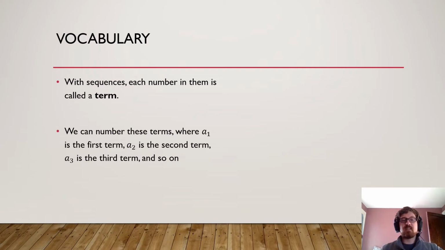Now, with sequences, each number in them is called a term. In the previous one, 2, 4, 8, those are all terms. Now, we can call these terms where A1 is the first term, A2 is the second term, A3 is the third term, and so on. It just keeps going like that.